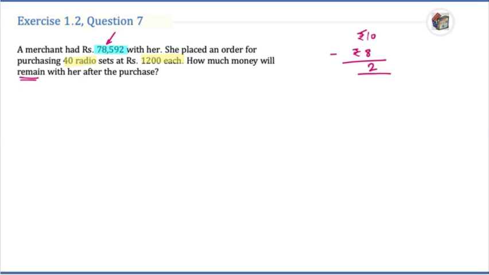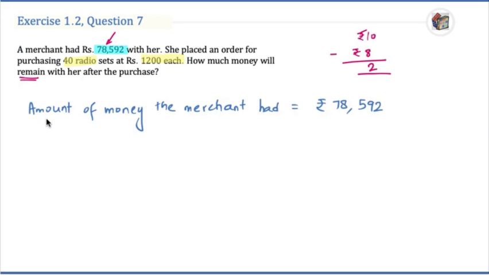So let's write down the first given statement, the money this merchant had with her. Okay, this is the first statement, amount of money the merchant had. Second statement, now I have to write down the cost of one radio set. So cost of one radio set is equal to rupees 1200. And then you talk about the number of radio sets that you're buying. Number of radio sets is equal to 40.